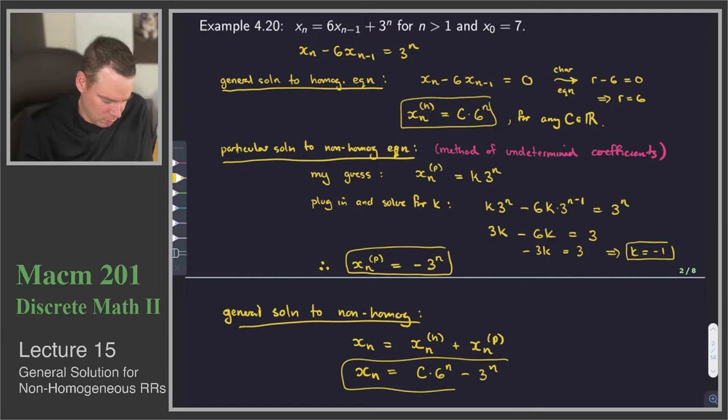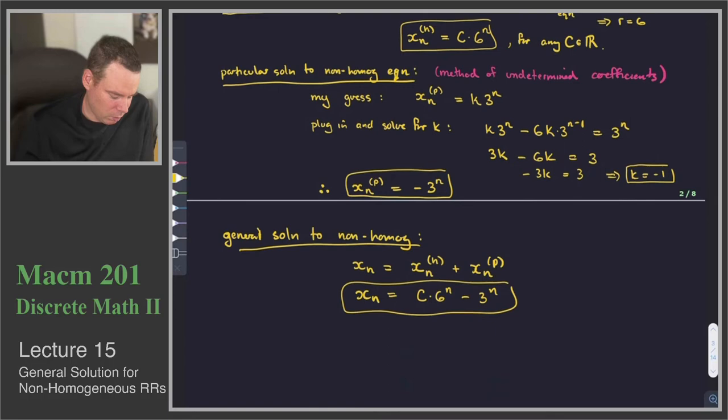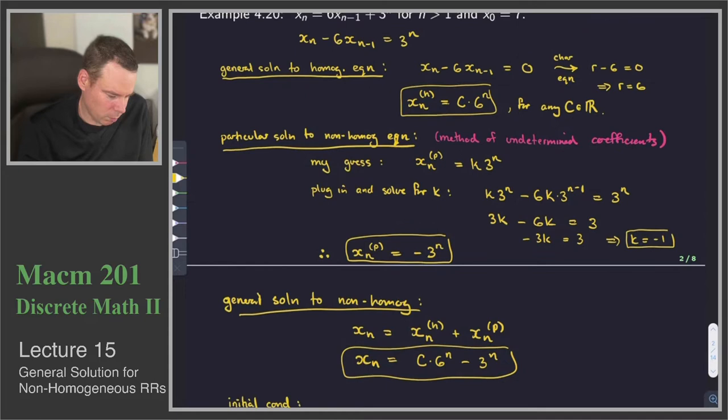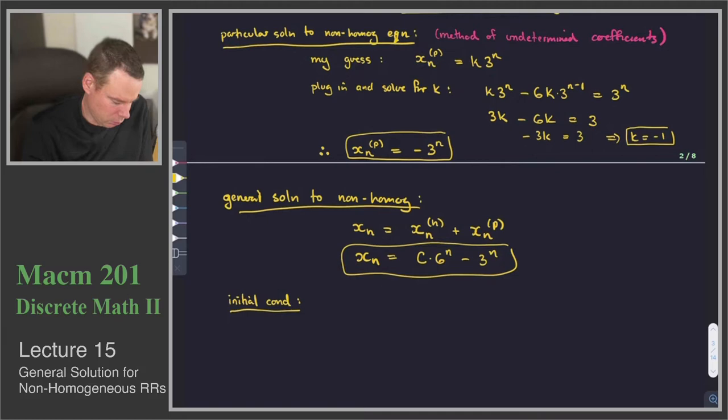non-homogeneous recurrence relation. Now I want the solution which satisfies the initial conditions. So what were the initial conditions? Well, we'll scroll back up and we'll see. So x sub 0 has to be 7. So that's our initial condition. We want x sub 0 to be 7. So we plug n equals 0 into our general solution that we found. So that's c times 6 to the 0 minus 3 to the 0. That's got to be 7. So that gives us c minus 1 is equal to 7, or c is equal to 8.